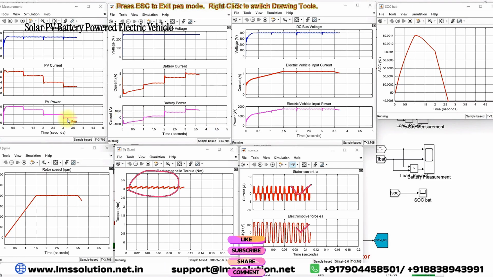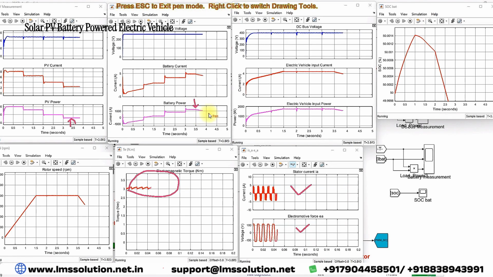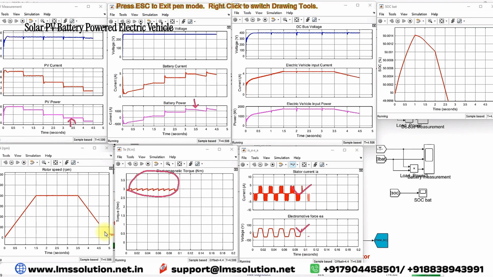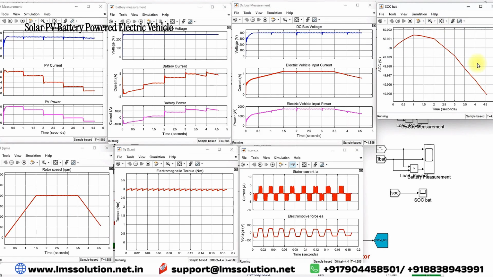Now we can see that the PV power is very low. The battery is trying to supply power to the load to make a power balance between the source and the load. Here you can see the input power of the electric vehicle, because the electric vehicle consists of the BLDC motor as well as lamps and some other loads. And here you can see the speed control of the BLDC motor as per our reference speed command, and it is controlled very effectively. Also here you can see the SOC, charging and discharging of the battery. So this is the result of the solar PV powered electric vehicle.